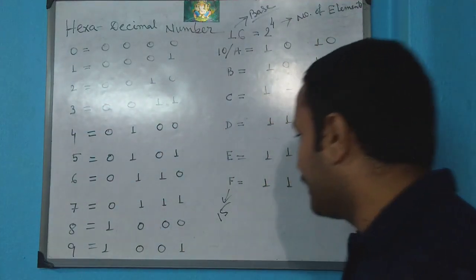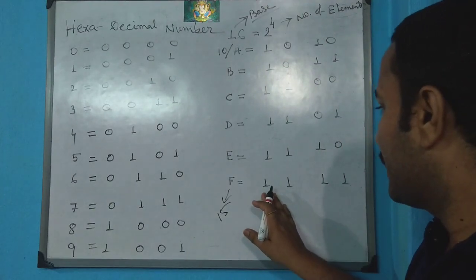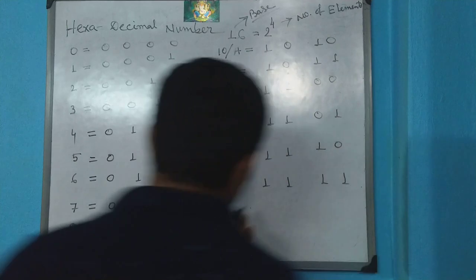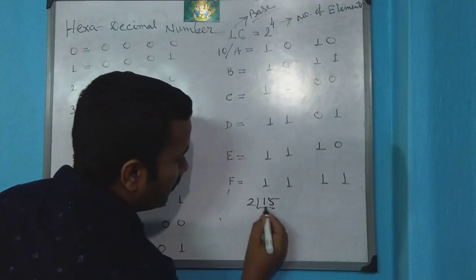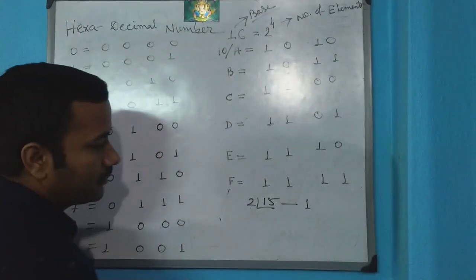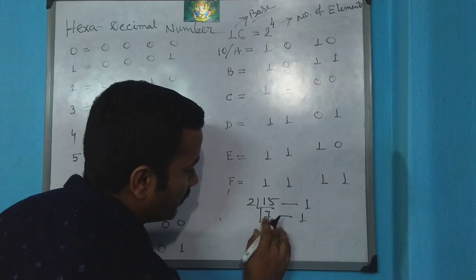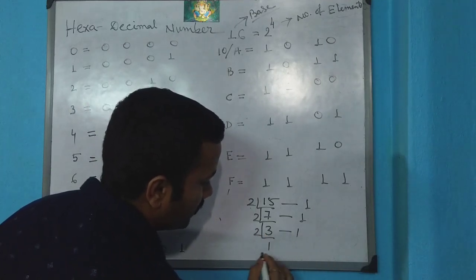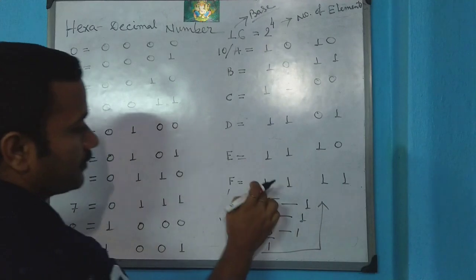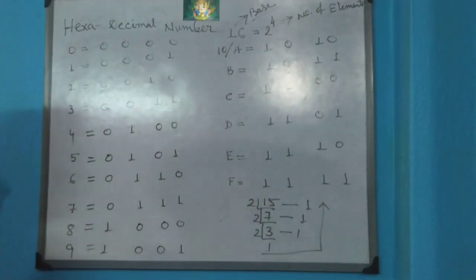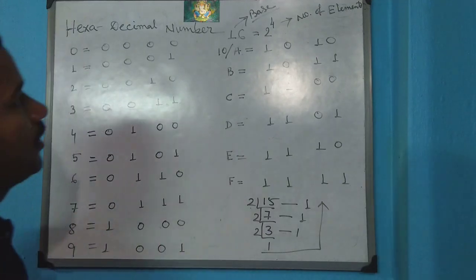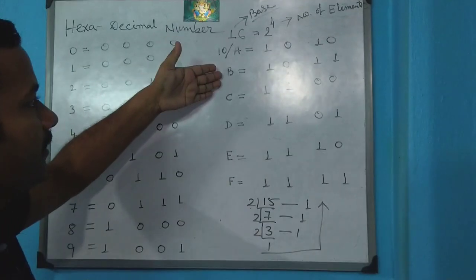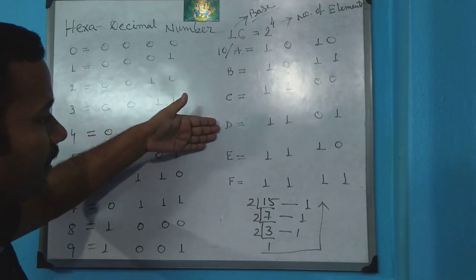Take the value 15. How do we get the output 1 1 1 1? Divide 15 by 2, the same process. 15 divided by 2, odd number, 1. 7 divided by 2, odd number, 1. 3 divided by 2, odd number, 1. Then 1. So 15 is 1 1 1 1. That is the process for getting the output of any value. See, A means 10, B means 11, C means 12, 13, 14, 15.